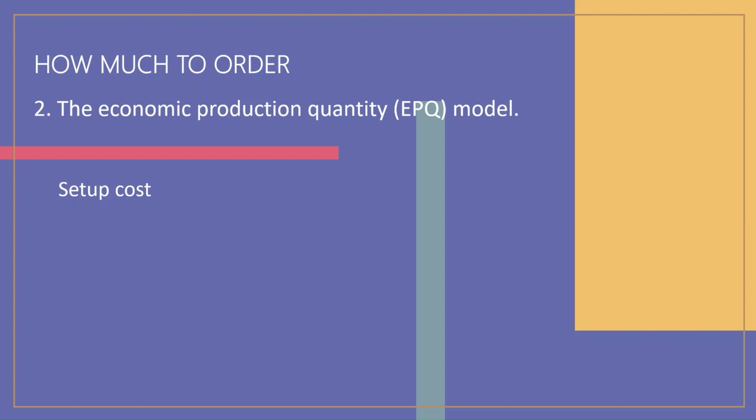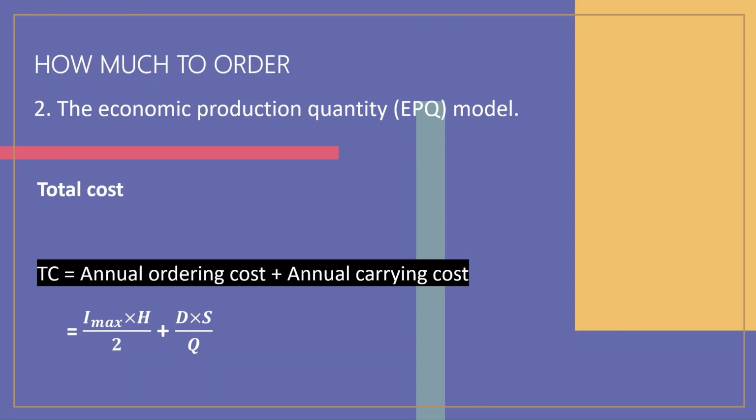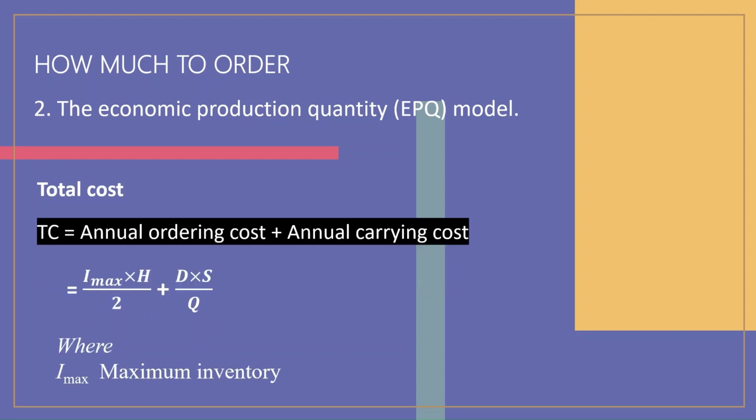The number of runs or batches per year is the annual demand, D, divided by the run size, Q, and the annual setup cost is equal to the number of runs per year times the setup cost, S, per run. So, the annual setup cost equals D multiplied by S divided by Q. Consequently, the total cost is TC equals annual carrying cost plus annual setup cost equals I maximum multiplied by H divided by 2 plus D multiplied by S divided by Q, where I maximum is the maximum inventory.